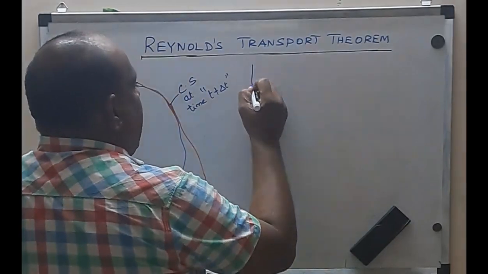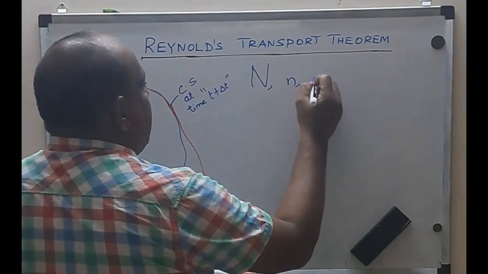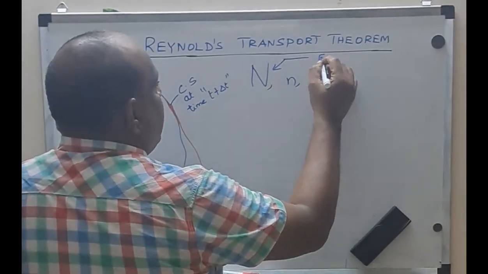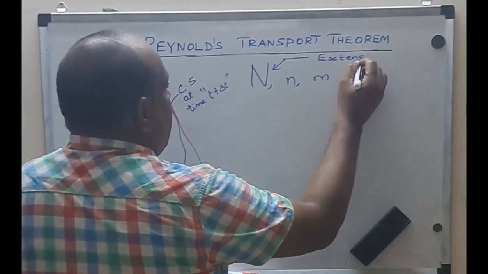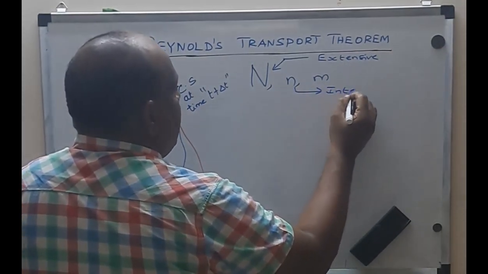So it is capital N and small n and M. What is capital N? It is your extensive property. What is small n? Intensive property. What is M? Mass.